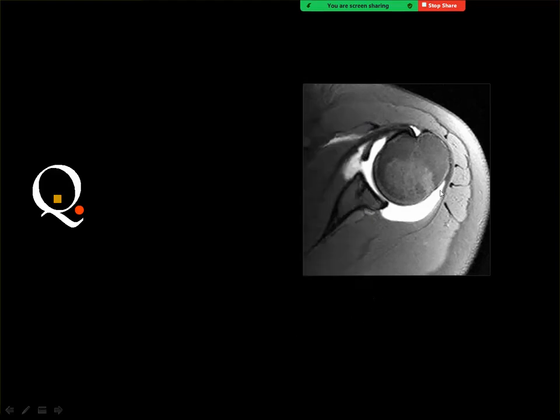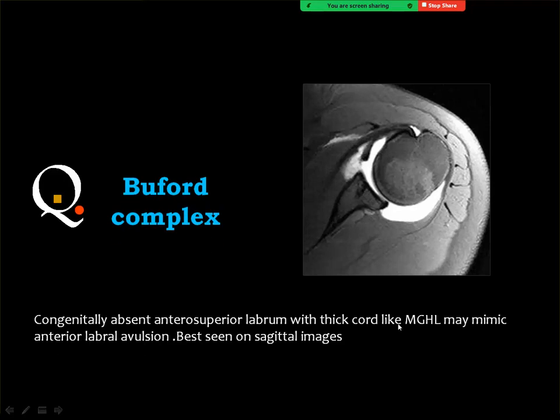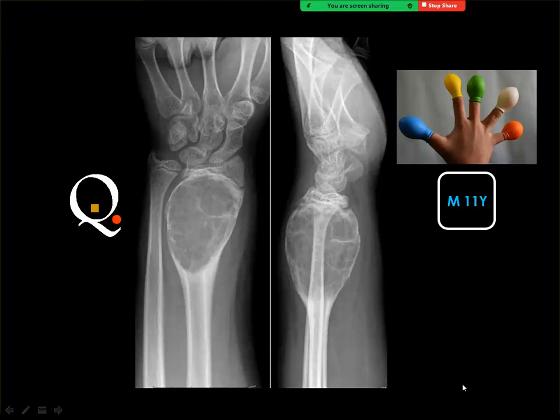But if you look carefully here, you see that the middle glenohumeral ligament is very thick. The anterior glenoid labrum is hypoplastic, and these two findings contribute to the Buford complex, which is considered by many as a normal variant. Whenever you see that the middle glenohumeral ligament is thick, then you expect that the anterior labrum is hypoplastic, and this is Buford complex.